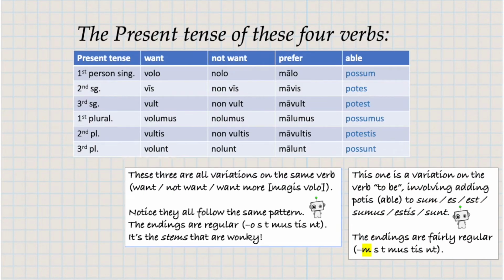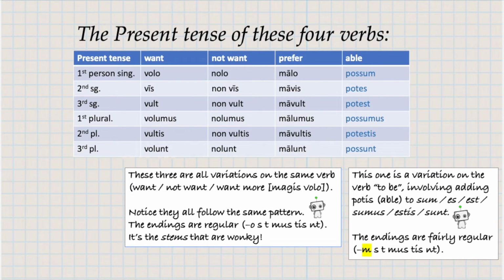Here's all four of those verbs in their full present tenses. Let's have a look at them all. Volo, vis, vult. Volumus, vultis, volunt. Nolo, non vis, non vult. Nolumus, non vultis, nolunt. Mālo, mavis, mavult. Malumus, mavultis, and malunt. And possum, potes, potest.